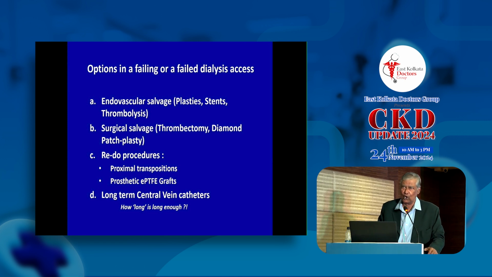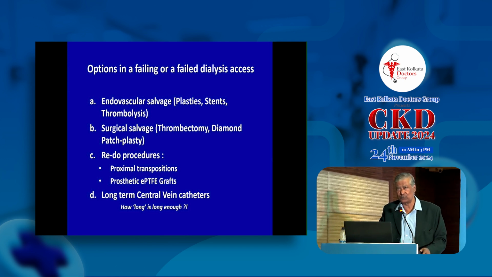Thrombolysis is useful only if you have seen the patient after a clotted AV fistula very soon, within 24 hours. Otherwise, it generally does not succeed. Surgical salvage, again by thrombectomy or a diamond patch plasty, because the usual culprit is the venous outlet. More commonly, we have to do redo procedures in the form of proximal transpositions, prosthetic grafts, and if these options are not possible, then the only other possibility is long-term central venous catheters.